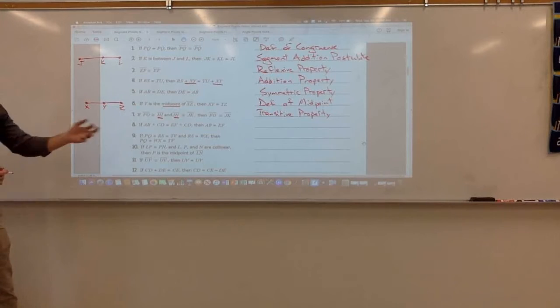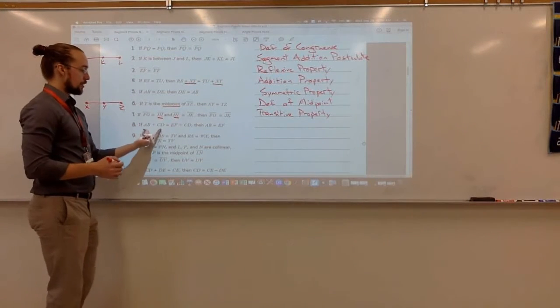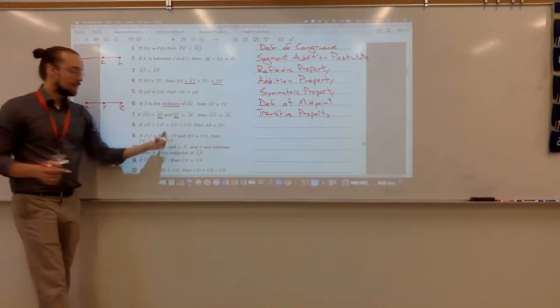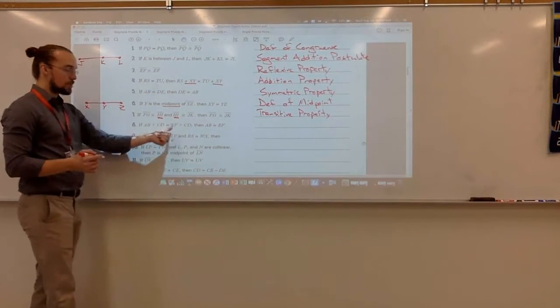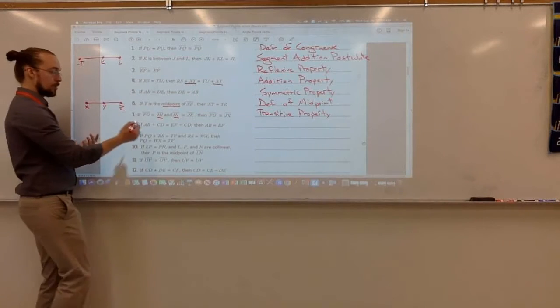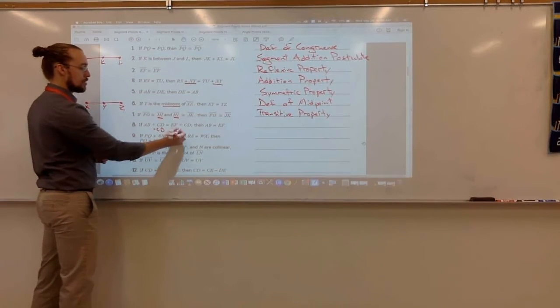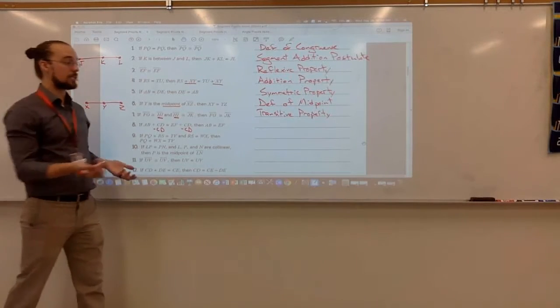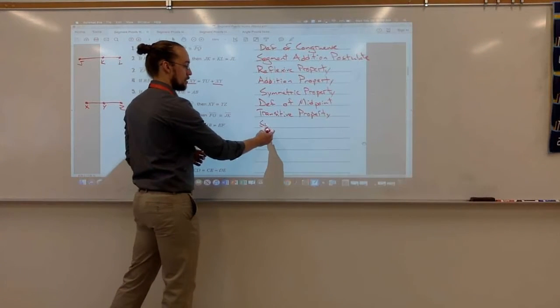Number 8, again, we've got an equation here. So if AB plus CD equals EF plus CD, then the second line of the equation, those CDs disappear. So what they did was subtract CD from both sides of the equation. So this would just be the subtraction property.